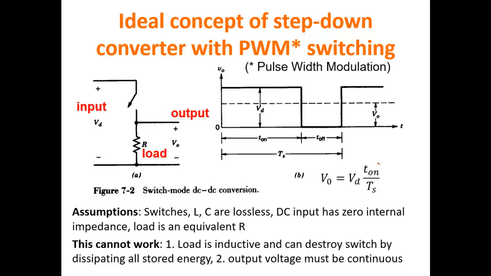We need to consider what we actually need to do, in addition to this very simple circuit, to the DC-DC converter in order to make it work. So what are the assumptions that are really a little bit too ideal and really cannot work in practice? The first problem is that typically the load is not an ideal resistance. It has an inductive component. This is very typical. What's the problem if the load has an inductive component?